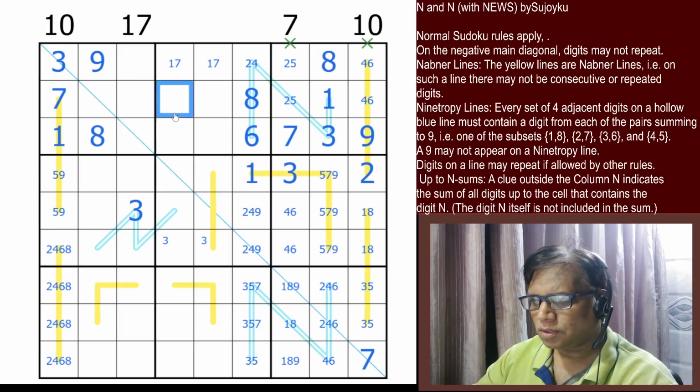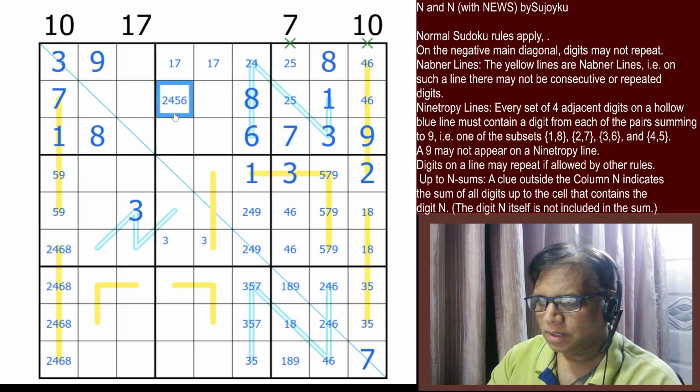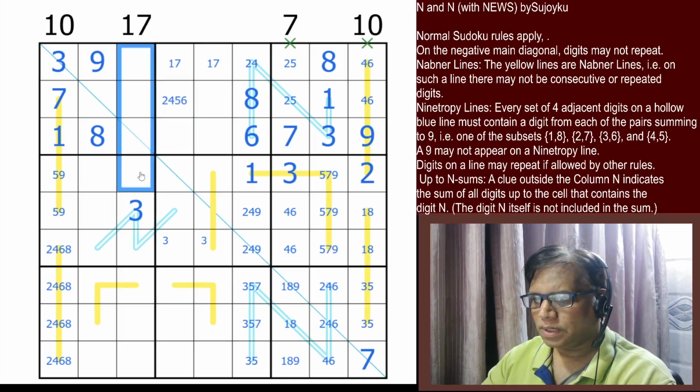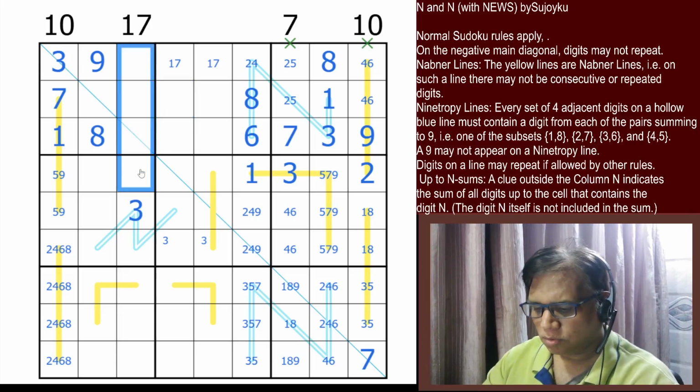2, 4, 5, 6. What is 2, 4, 5? See, minimum you could have here is 2, 4, 5, 6, right? Because 1 cannot be there and 3 cannot be. So what is 2, 4, 5, 6? 11 plus 6, 17, right? 6 plus 5, 11, 4 plus 2, 6, 11, 17. That's right. So these are all 2, 4, 5, 6.